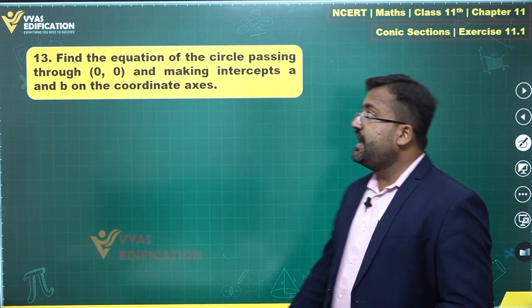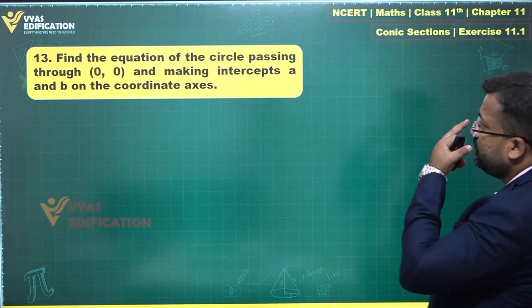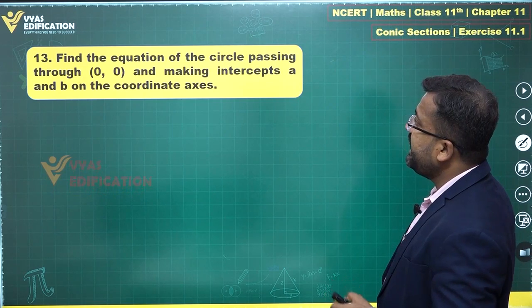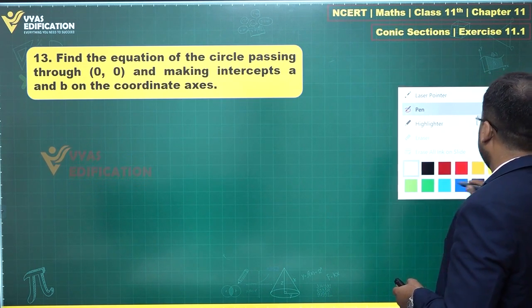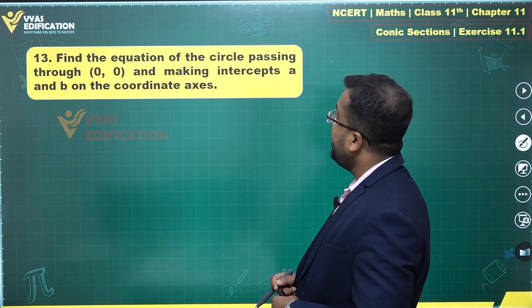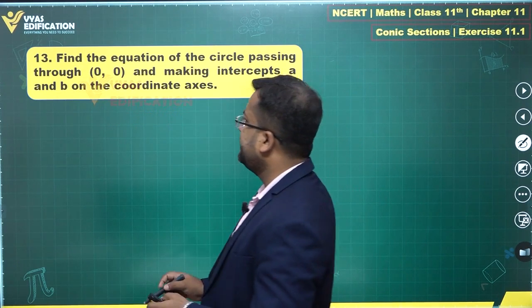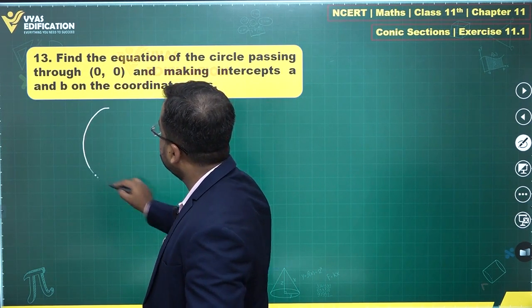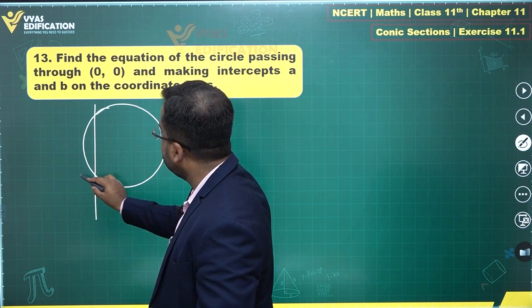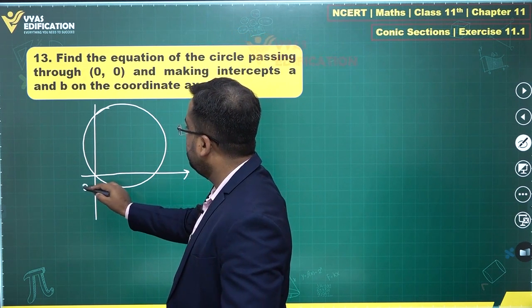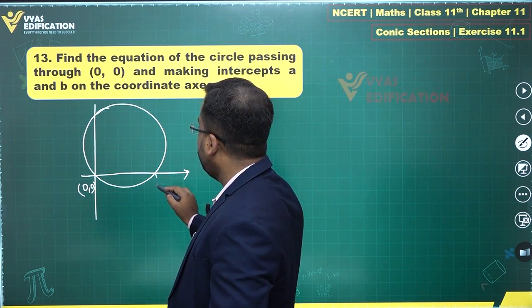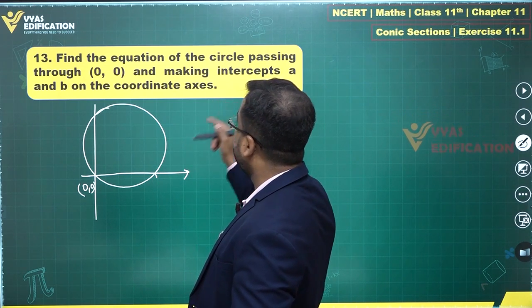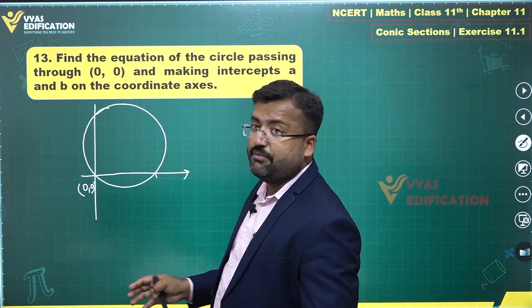The 13th question says, find the equation of the circle passing through (0, 0) and making intercepts a and b on the coordinate axes. Now what does that tell me? The circle passes through the point (0, 0) in this manner. This is the origin (0, 0) and it makes an intercept a on the x-axis and b on the y-axis.